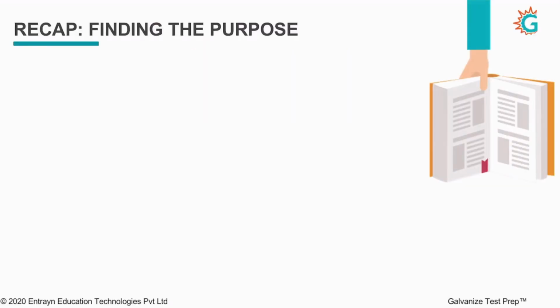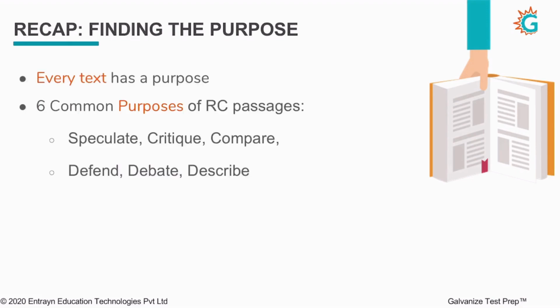Let's begin with a quick recap of what we did last time. In the previous lesson, we looked at the different purposes an RC passage could have and their respective indicators, right? We learned that every piece of text has a purpose. And when it comes to reading comprehension passages, there are 6 common purposes, which are to speculate, predict or hypothesize, to critique, to compare, defend, debate, and describe.